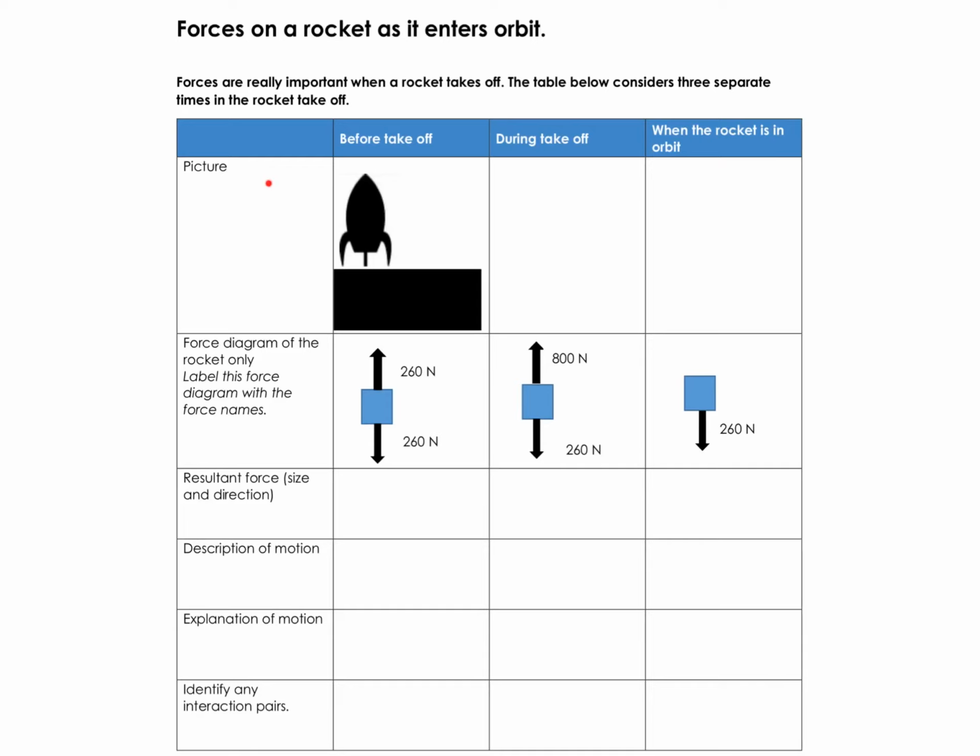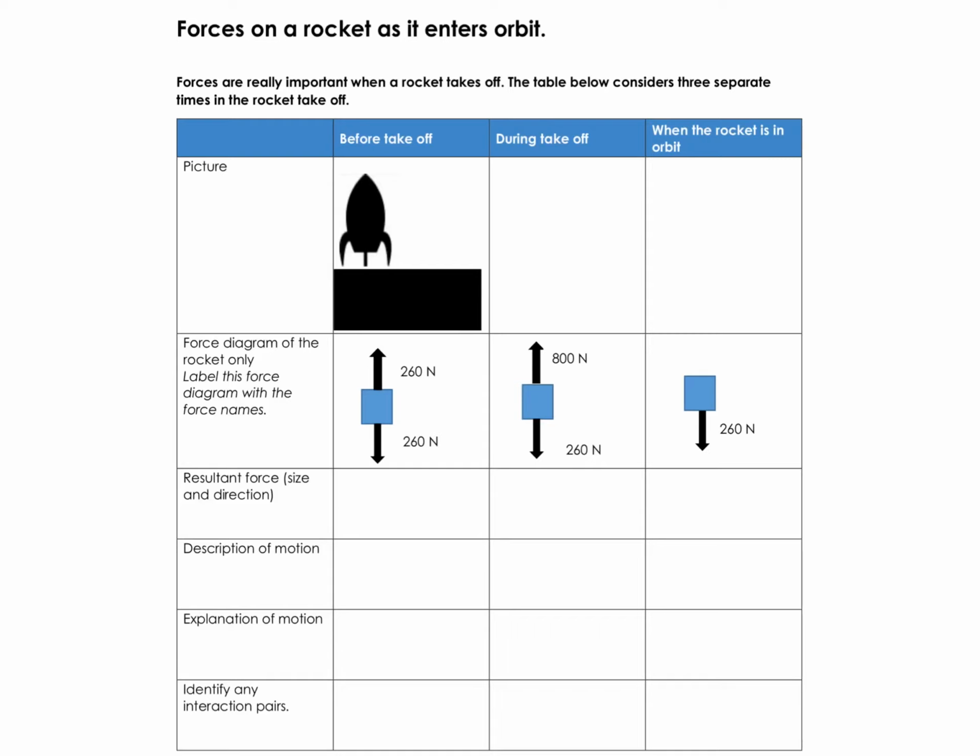So the first one is to draw a picture. This picture's already been done for you, and this is a picture of the rocket before takeoff. Using a pencil, you need to draw an image of the rocket during takeoff, an image of the rocket when it's in orbit around the Earth.